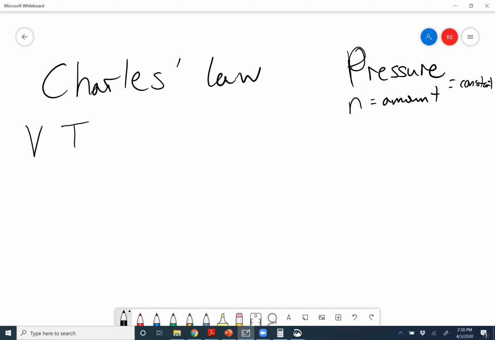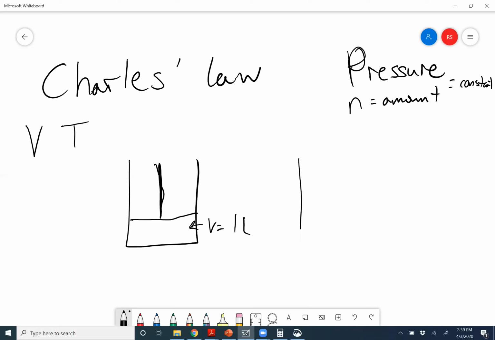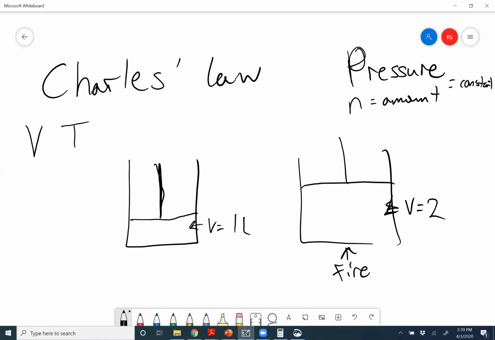So there's a problem. What Charles was doing when he was recording his experiments, he was noticing that if you took our little chamber here with the little plunger, and we measured the volume inside this chamber, say the volume equals 1 liter. When he heated it up with fire, right, we've got fire down here, when the volume equals 2, if he started at STP, the temperature equals 0 degrees C.